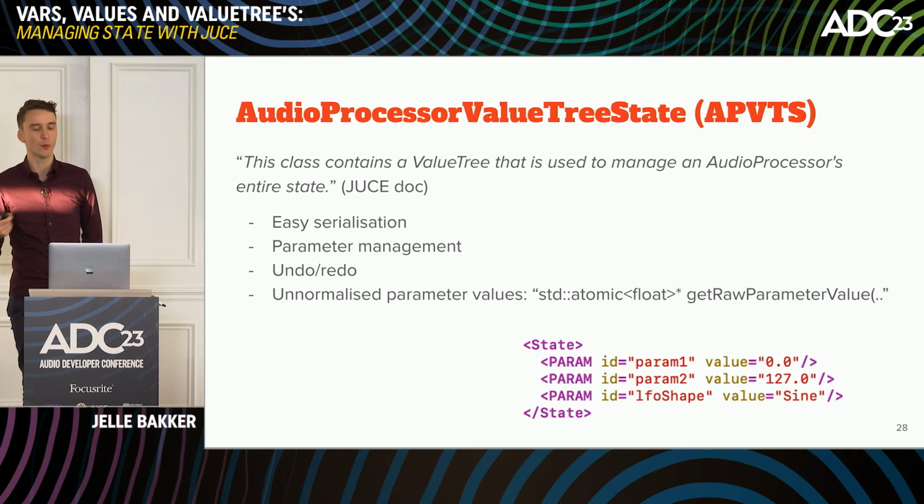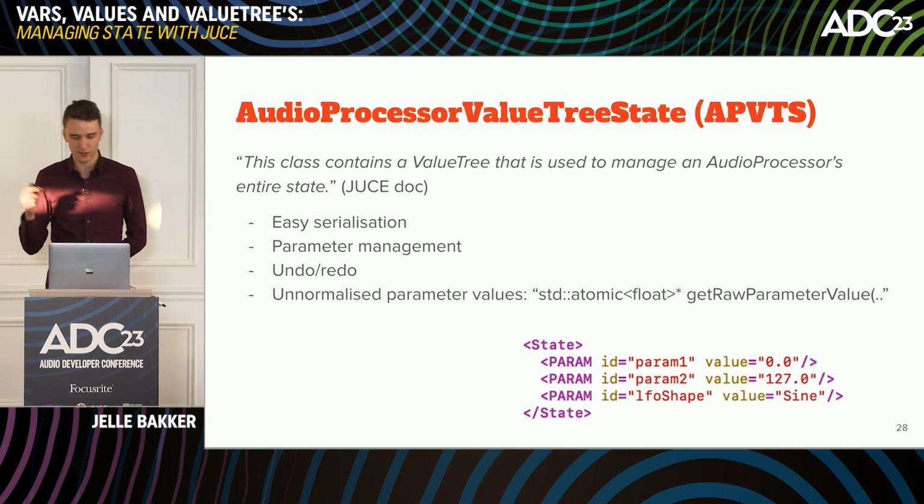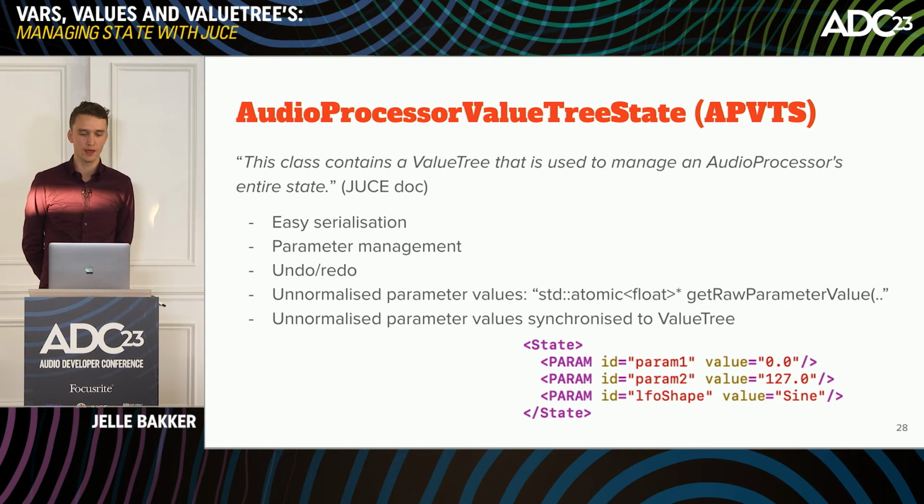This is a slightly optimized way of accessing your parameter float, because as I just said, you can also access your value through the atomics in the parameters. But if you do it that way, there's always going to be a conversion from normalized to unnormalized. This one is always going to be unnormalized, so it's a slight optimization. And well, the most important thing really is that all your parameters will always be synchronized to this value tree. So at any point in your application, you have access to an up-to-date value tree state.